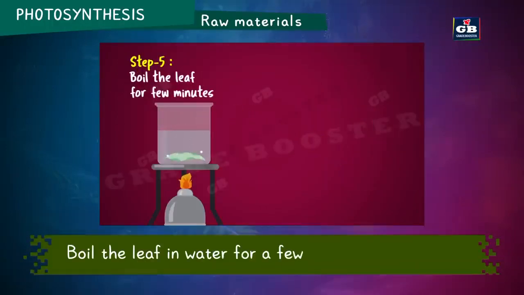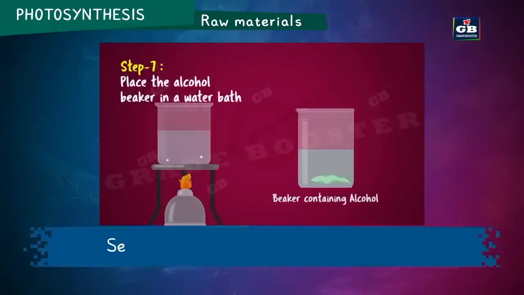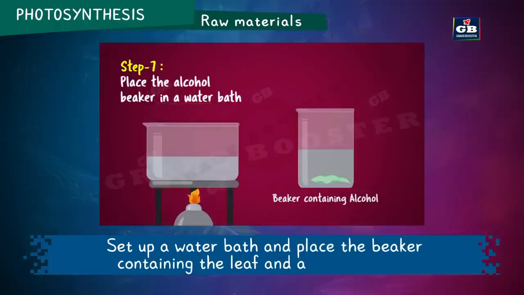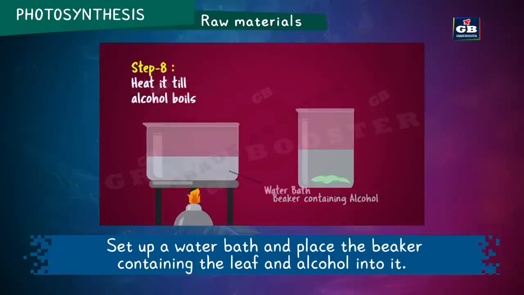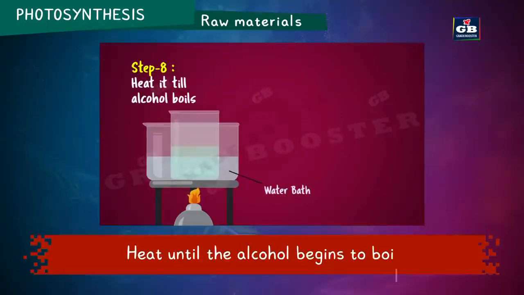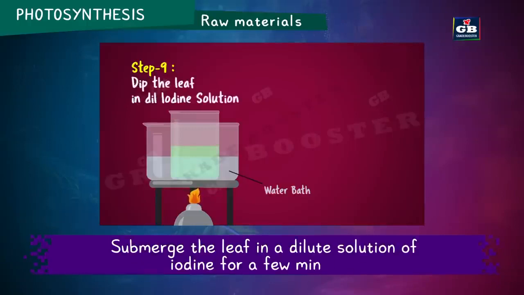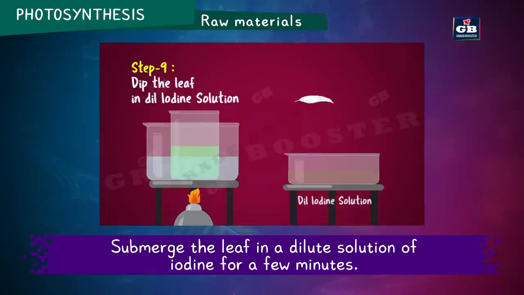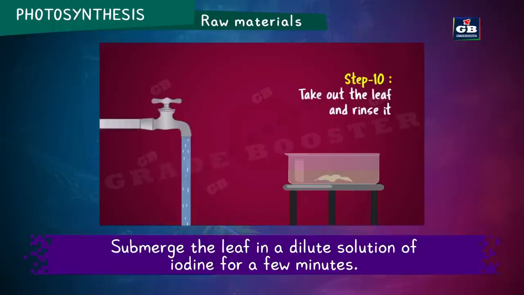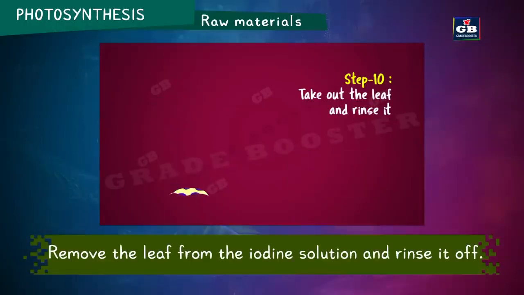Boil the leaf in water for a few minutes to soften it. Transfer the boiled leaf into a beaker filled with alcohol. Set up a water bath and place the beaker containing the leaf and alcohol into it. Heat until the alcohol begins to boil. Now, take out the leaf and submerge it in a dilute solution of iodine for a few minutes. Now remove the leaf from the iodine solution and rinse it off.